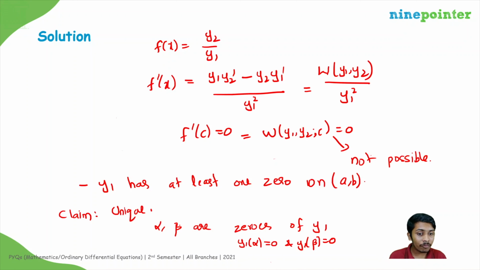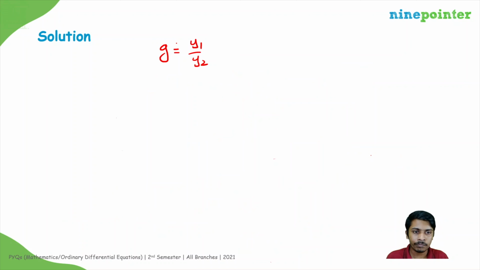Now we have this alpha and beta in this interval AB, and this inequality will be satisfied if I assume alpha is smaller than beta. I am claiming that alpha and beta are two different zeros. One can be smaller than the other in any order, so let me just assume alpha is smaller than beta. Now I have this inequality and g is equal to y1 divided by y2.